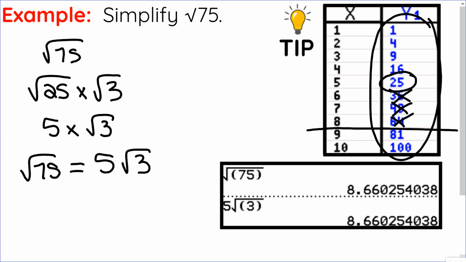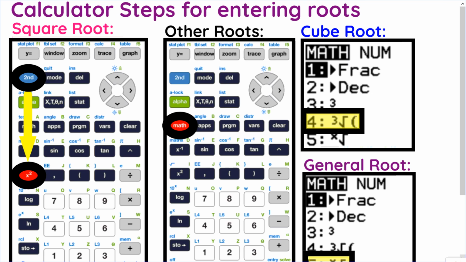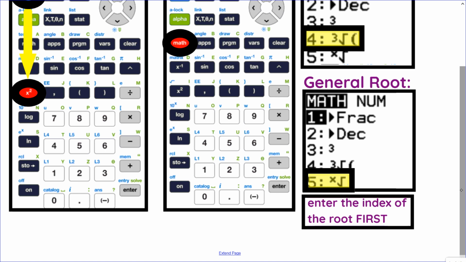I'm going to show you cube root, but we haven't done too many cube roots on the calculator, so let's review how to do that. So square roots, we know how to do square roots. That's just second and then your exponent, your squared key. To do other roots, any other root other than square root, you're going to go into your math button, and then you're going to use option number 4 if you're doing a cube root. So option number 4 would be cube root of whatever number you're interested in. Now sometimes we want something other than square root and cube root. So then we're going to go to our general root. So our general root, math, option number 5.